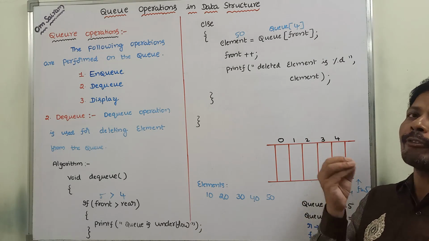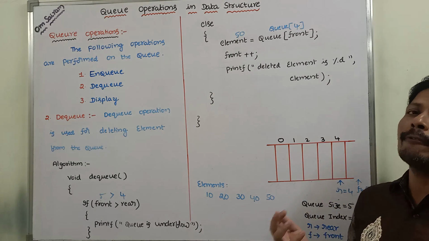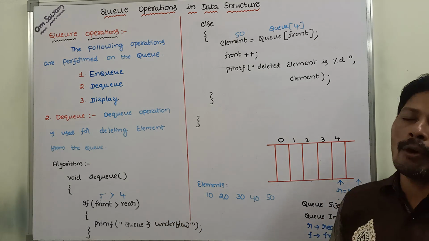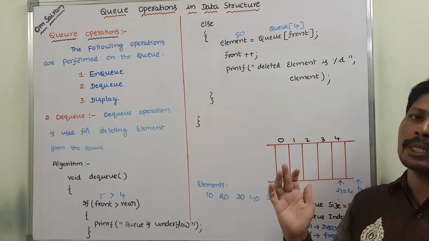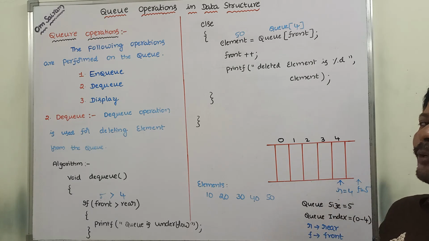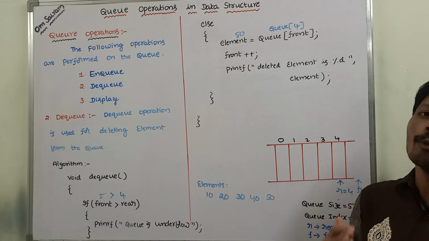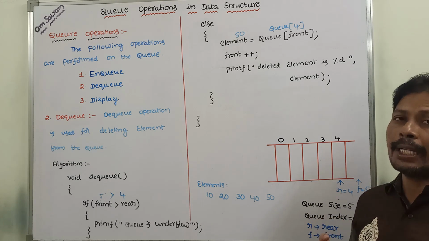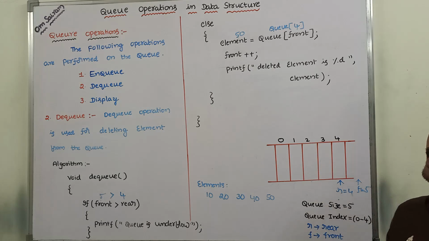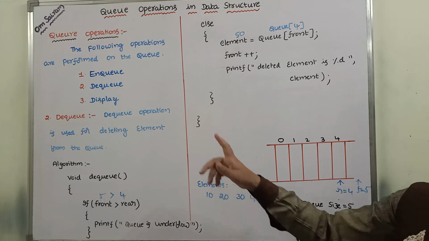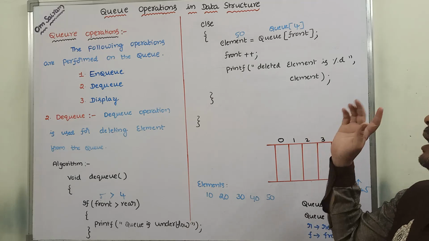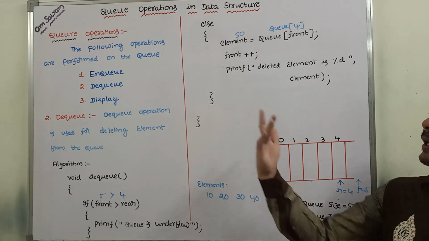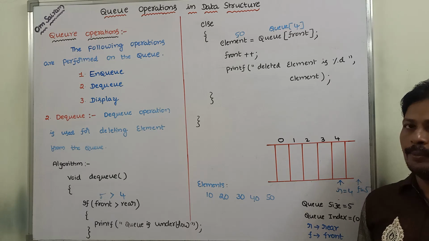So trying to perform Dequeue operation when the Q is empty, that condition is called Q underflow condition. What is Q overflow? Trying to perform Enqueue operation when the Q is full. At that time, Q overflow condition occurred. So this is the Dequeue operation with algorithm. Okay. Next, we can go for display operation.